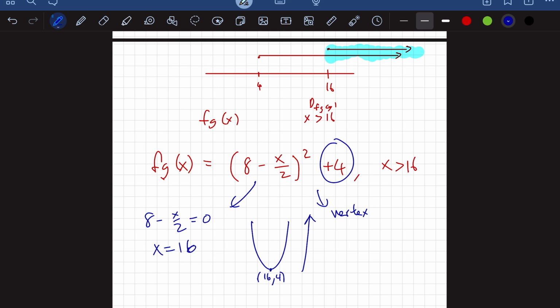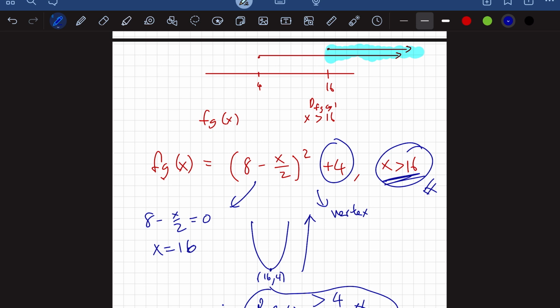So now it's very clear. At (16, 4), that's where your minimum happens. But since x cannot be 16 itself, our range cannot be exactly 4. It has to be above 4. So therefore, the range of fg(x) has to be more than 4. Okay? So now we have the domain and the range of fg(x).